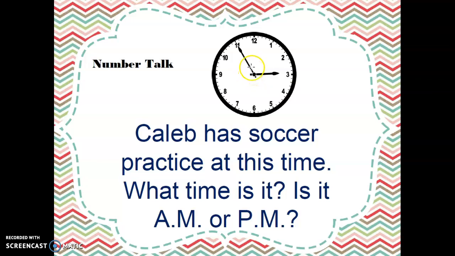Our minute hand is pointing on the 11, which means 5, 10, 15, 20, 25, 30, 35, 40, 45, 50, 55. So this tells me that it is 2:55 or 5 minutes till 3 o'clock. Okay, 2:55. Now for the second part of our question. Is it AM or PM?